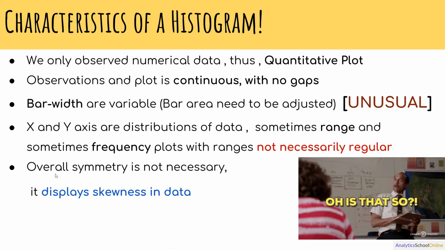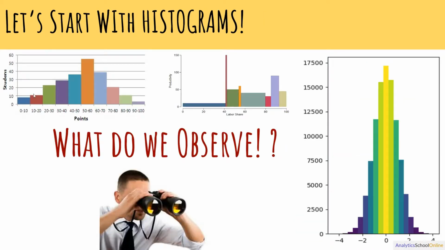And finally, the overall symmetry is not necessary. It might display skewness in data. For example, here when you look at this data, it is fairly symmetric. The highest value is between 50 to 60. It increases from 0 to 10 and it again decreases when it reaches higher numbers, or 90 to 10. But there can be skewness.